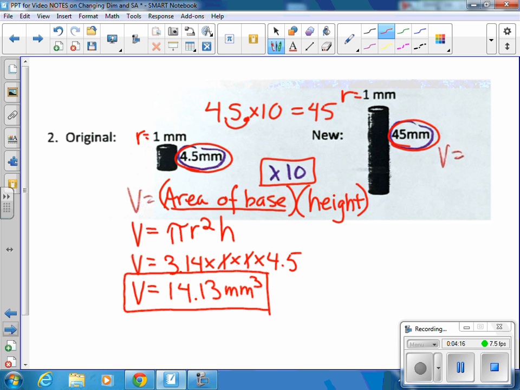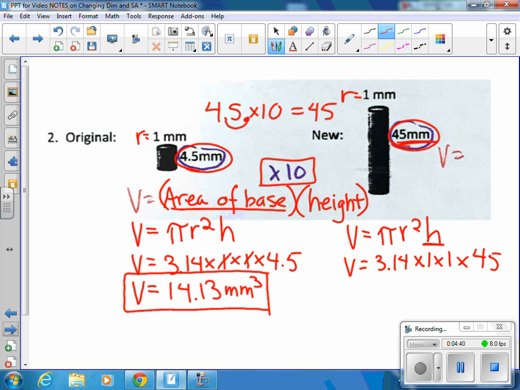So let's do the second one here. Volume is equal to pi r squared times the height. Volume then is equal to 3.14. The radius, remember, did not change, so that's still times 1 times 1. You can put 1 squared if you want to, or whatever the radius was squared, but I just think it's easier to show it like this. Now the height is what changed this time, so now I have the height of 45. When I do the math, I get 141.3 millimeters cubed.